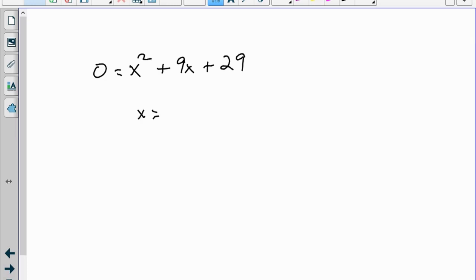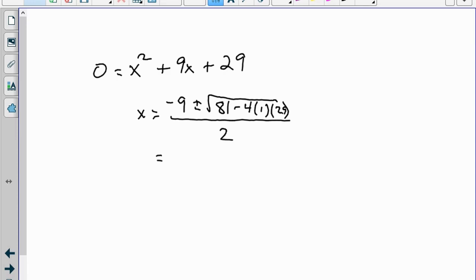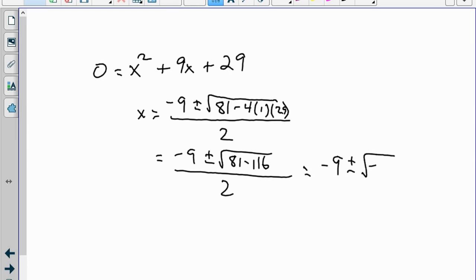So if I want to use the quadratic formula, x equals -b plus or minus the square root of b squared minus 4ac, all over 2 times a. So x ends up equaling -9 plus or minus the square root of 81 minus 116, all over 2. 81 minus 116 is -35, I believe. So I get -9 plus or minus the square root of -35, over 2.